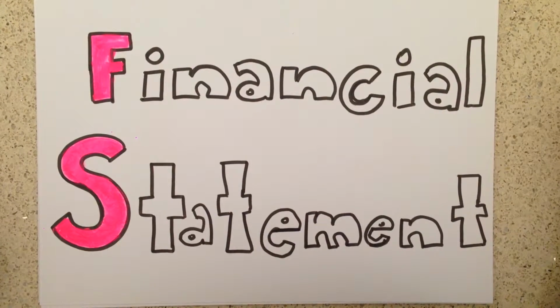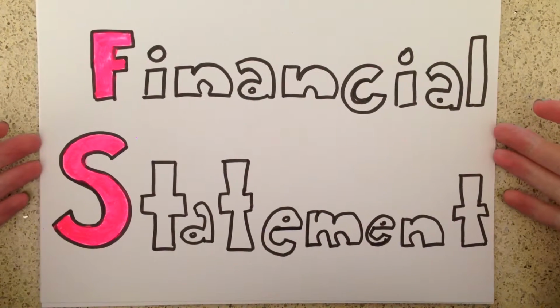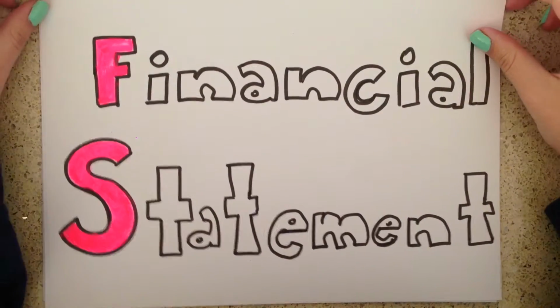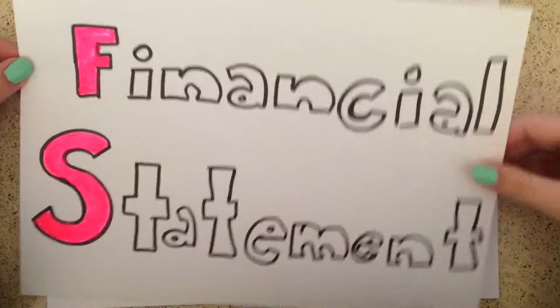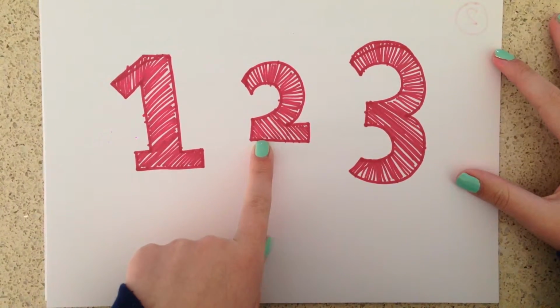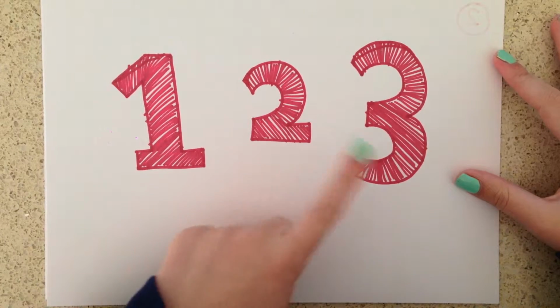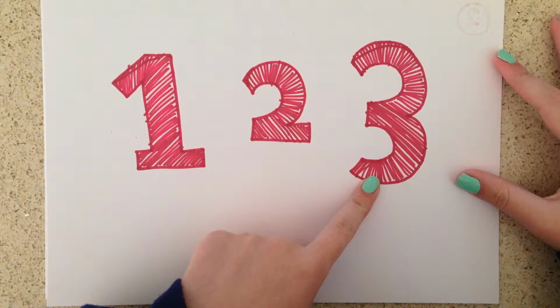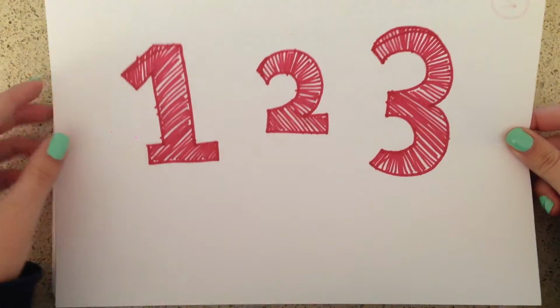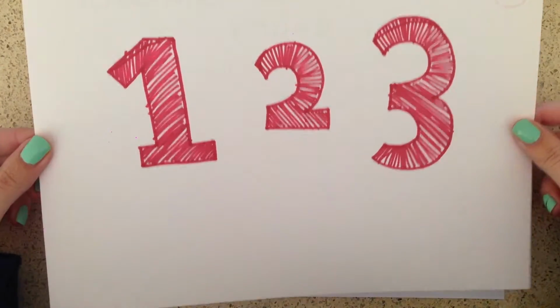Financial statements are a business's summary of their transactions that are recorded at a specific point in time. There are 3 financial statements that I will be focusing on today. 1. Statement of comprehensive income. 2. Statement of changes in equity. And 3. The statement of financial position. These statements must be completed in order. It's as easy as 1, 2, 3.